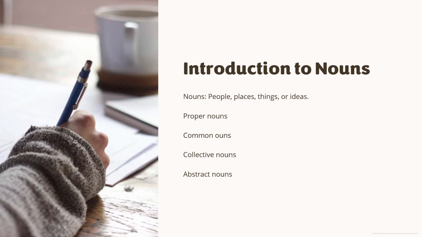The first one, proper nouns. These are names of specific entities, such as the city of London or the name Sarah. Then you have common nouns, which are general names like city or woman. You also have collective nouns, which refer to groups like team or family. And finally, we have abstract nouns, which represent ideas or concepts like freedom or happiness.